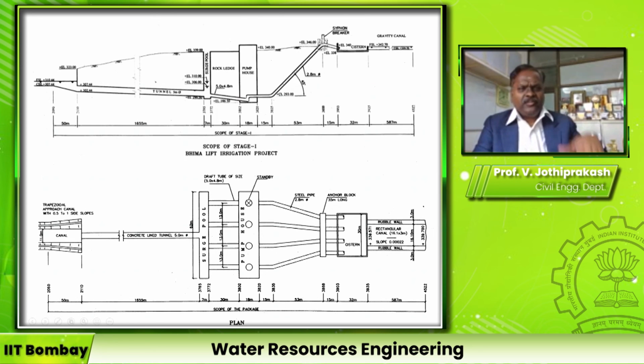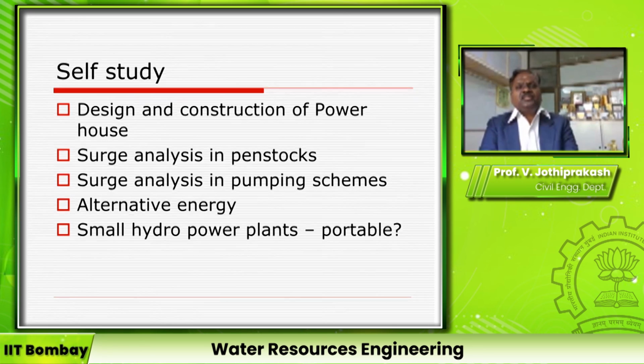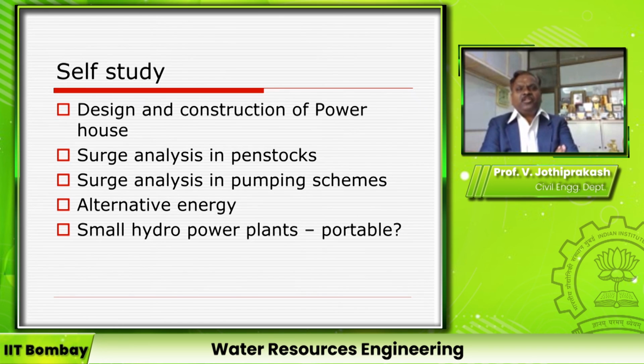And if I see it from the plan, this is the canal which brings water from the dam or from the river. Then there is a pump house. From the pump house it is pumped, right? You can see the diameter of the pipe. Then from here it goes by gravity. And all these things happen within a short distance. So this is about the hydroelectric power station.